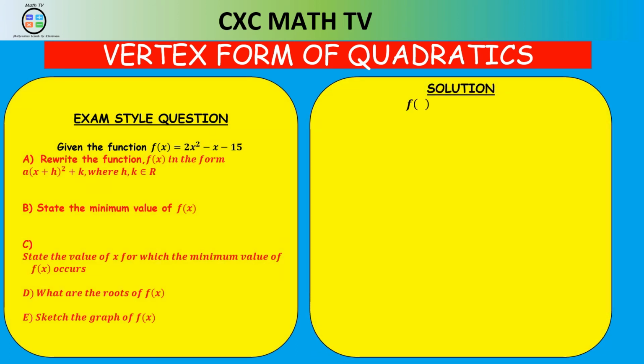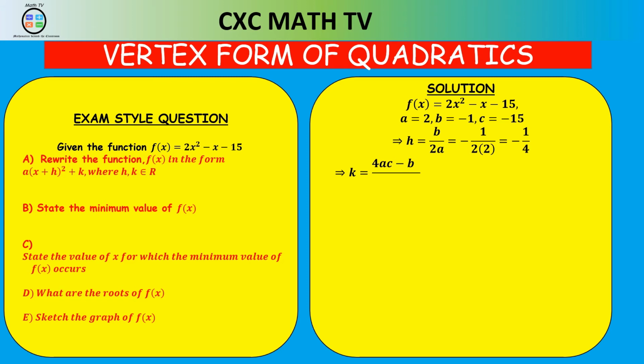So what we're going to do is write down our a is 2, b is minus 1, c is negative 15. And so h, being b over 2a, is going to be negative 1 over 2 times 2, that's negative a quarter. Now k is going to be 4ac minus b squared over 4a. That works out to be 4 times 2 times negative 15 minus negative 1 squared over 4 times 2. Put that in the calculator, that's negative 121 over 8.